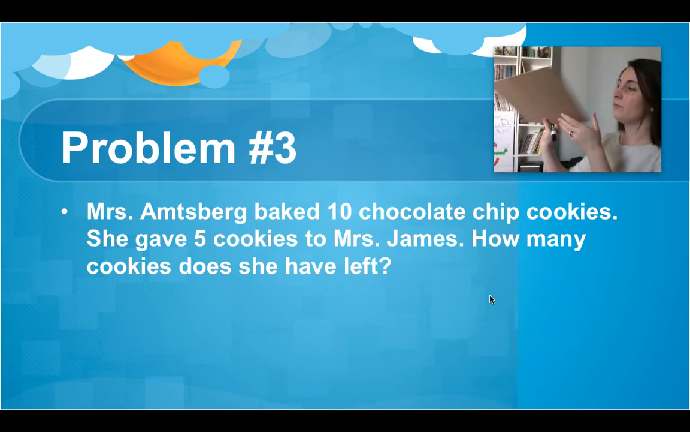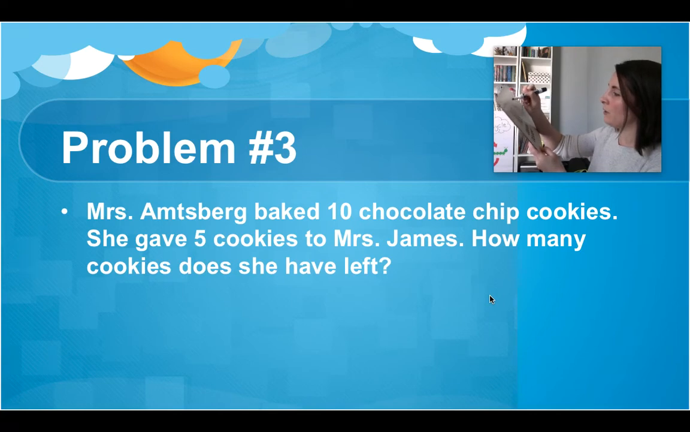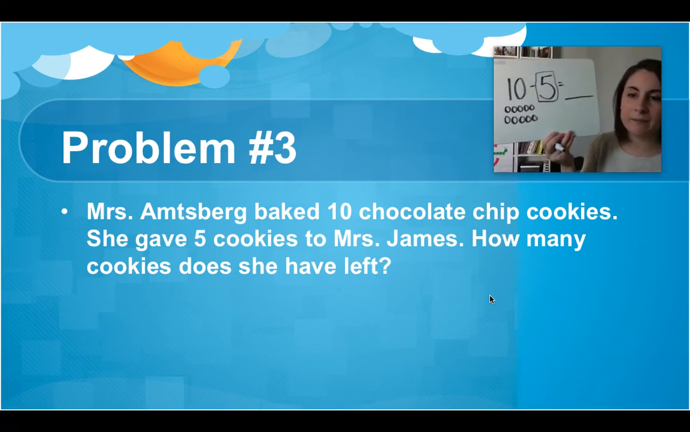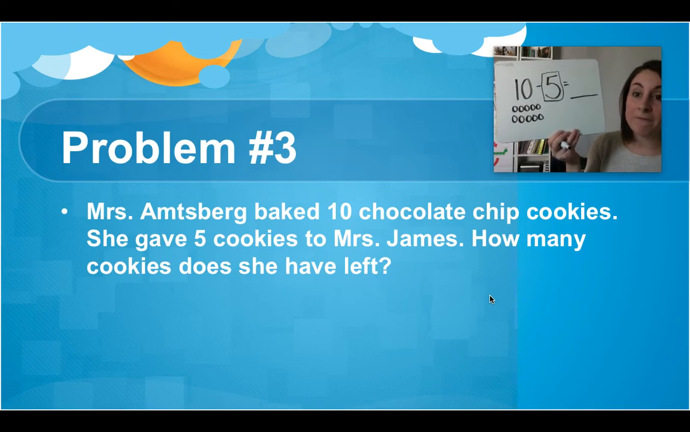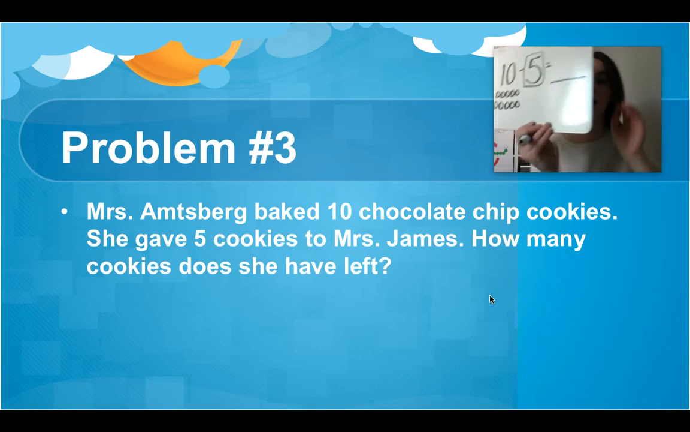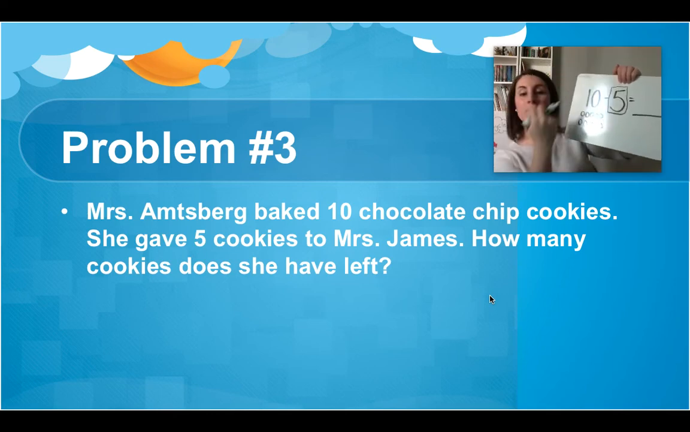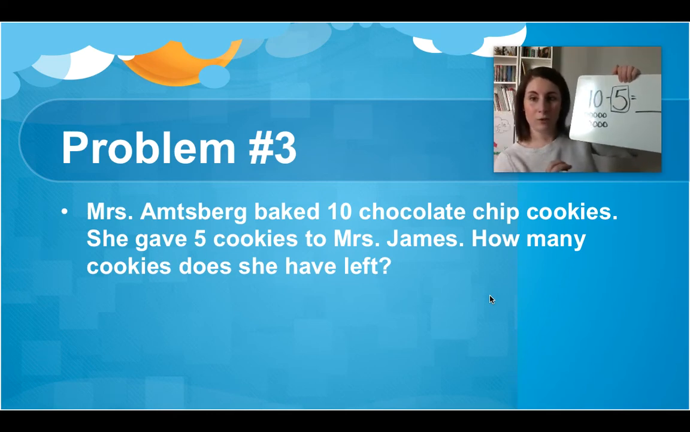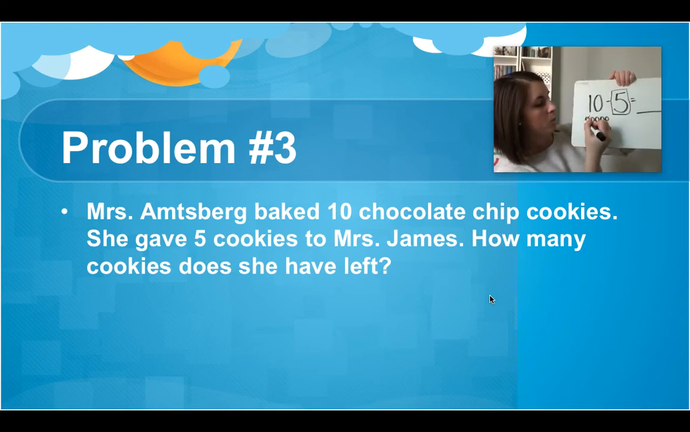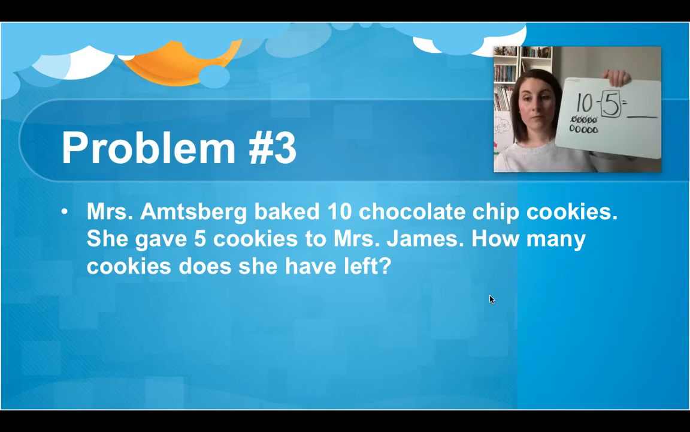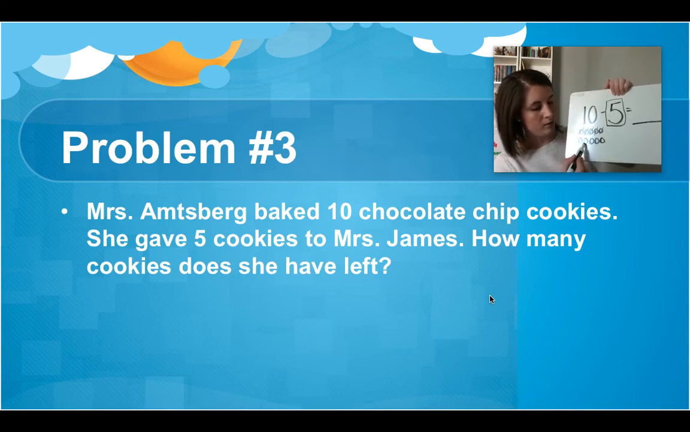Now, I need to look at the number that I need to take away. I boxed it. The number I need to take away is 5. So my job is to cross out 5 of my cookies or circles, okay? 1, 2, 3, 4, 5. Then I have to count how many are left over. 1, 2, 3, 4, 5.